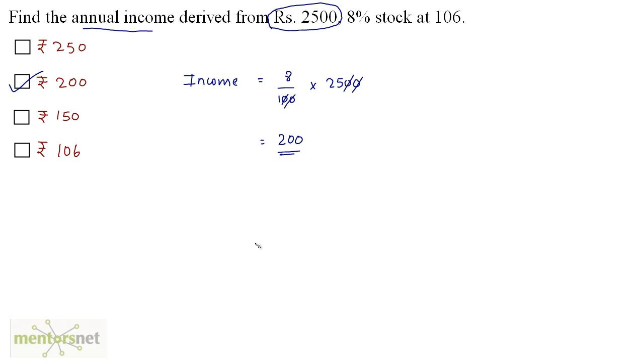Now one thing I want to make clear is that this 8% actually means that you get 8 rupees on 100 rupees, right? So you will get 8 by 100 times 2,500 income on 2,500 rupees. Okay, I hope that this is clear.